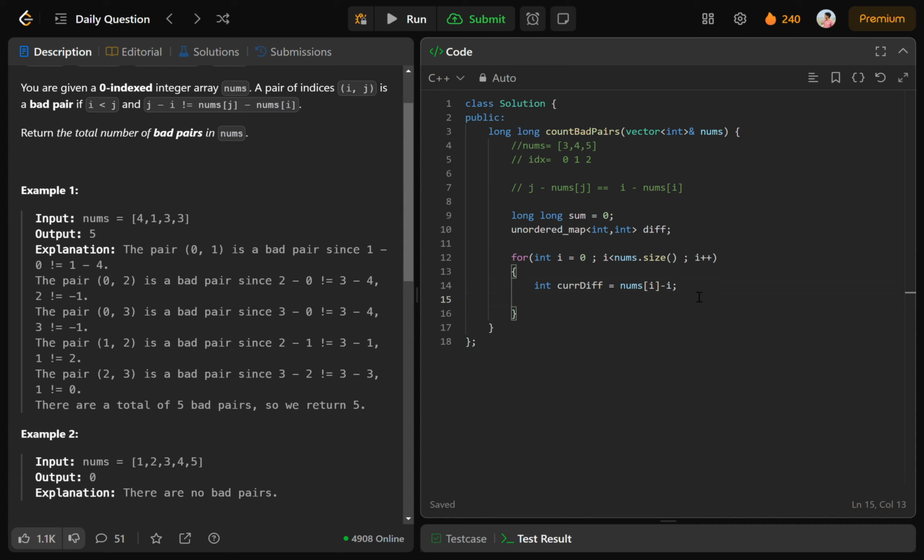And now what we can do is we will simply add to our sum. The total number of good pairs, as I explained before, will be the index, which is the total number of pairs on the left side, minus the elements which have the same difference as this element, so the same difference, which is the current difference. Okay, we added this value to our sum, and we have to update the map again for this difference, so diff of current difference.